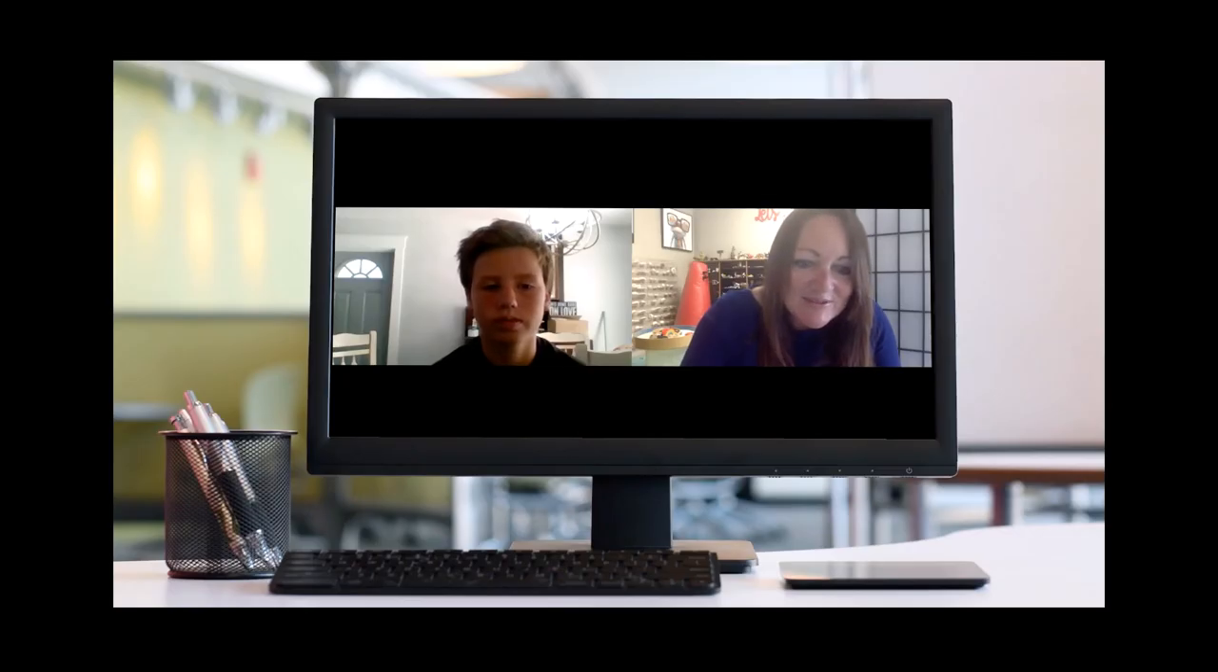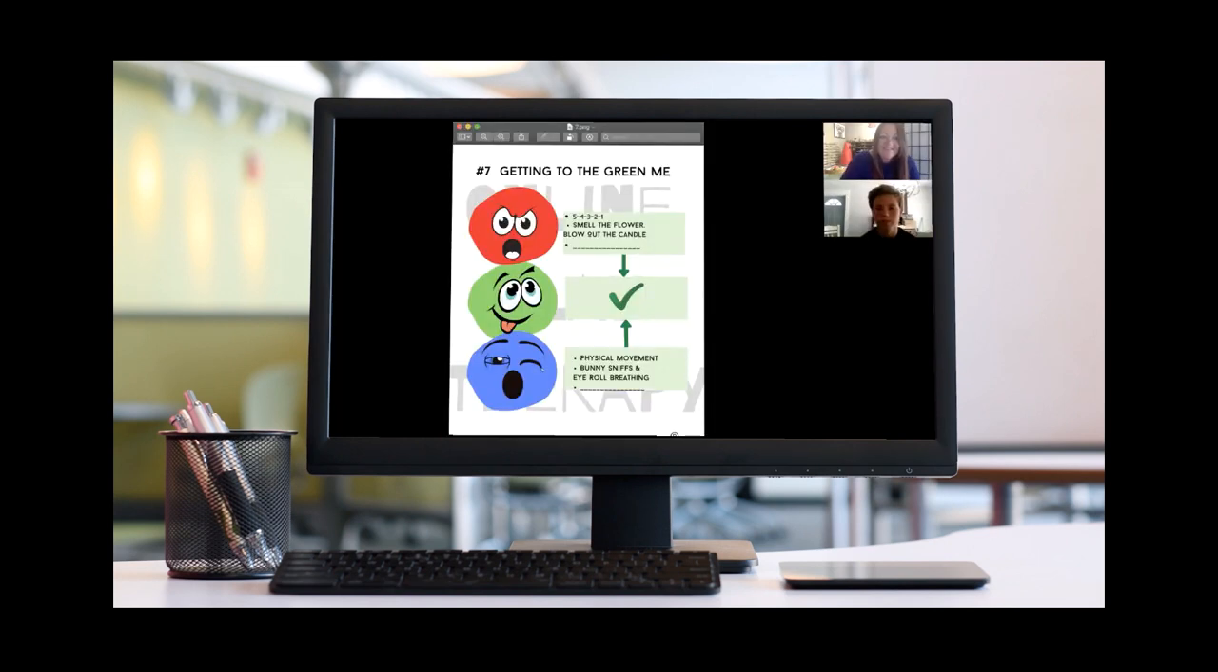Okay, and I'm going to share. Can you see that? Yeah. So this one is like the red and the green and the blue me, like the different versions of ourselves. The red me is like when we just feel like it's just too much. Sometimes it makes us stressed out, our heart beats fast, and we just feel overactivated.